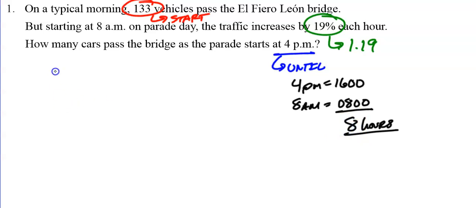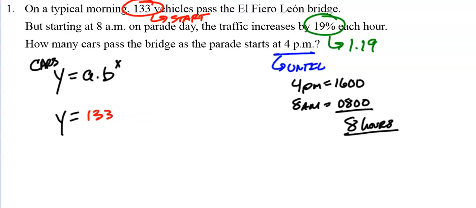So our equation, if we go with this form of y is equal to a times b to the x, we now have all our pieces. Here is our y, the total number of cars. So y is equal to a, our starting value, which is 133, multiplied by b, our rate of increase, which is 1.19, to the x, our hours, which is 8.